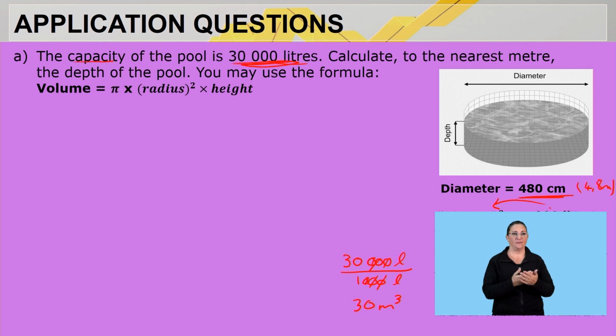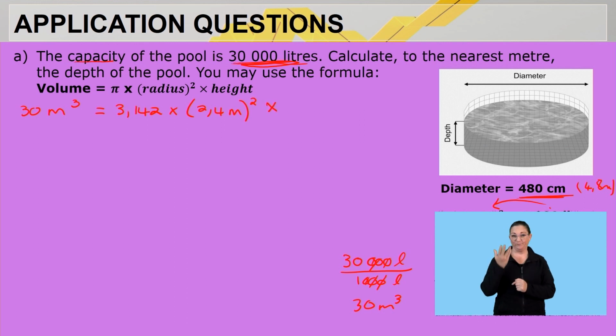Now I will substitute. So what do I know? I know the volume that's given. Volume equals 30 cubic meters equals pi, which is 3,142, multiplied by my radius. Remember that the diameter is 4,8, so the radius will be half of that. Half of 4,8 will give me 2,4 meters. Guys, you still with me? Right? And I'll square that value. Multiply by, do I know what the height is? No, that is what I'm looking for.